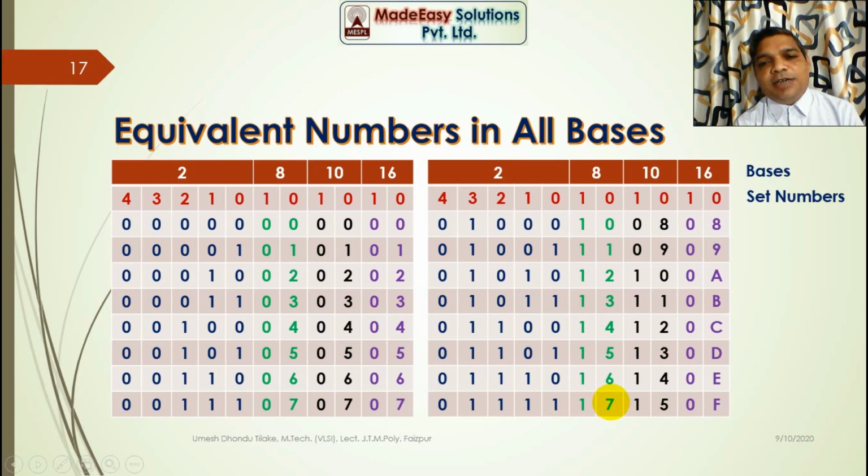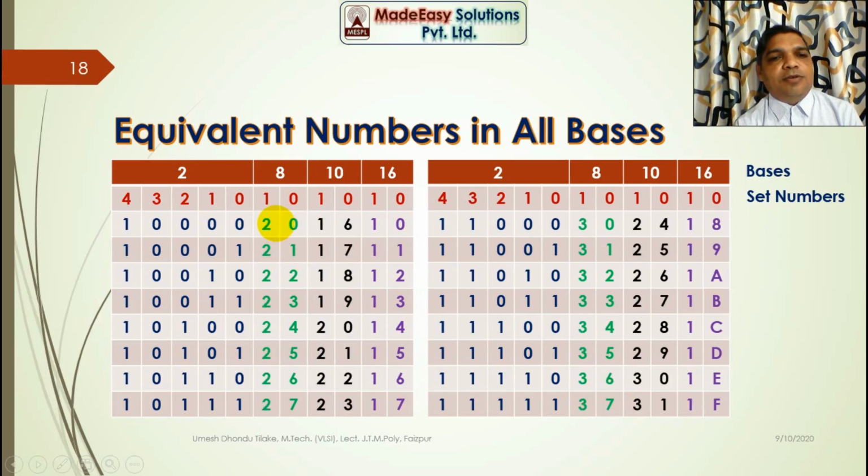Now come to the next slide. After 7 the digits must be repeated in set 0, and in set 1 the next digit to 1, that is 2, must be used. So after 17, 20 must be there, see here 20 is there.